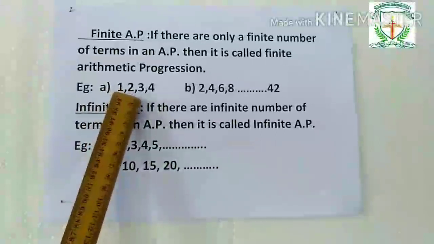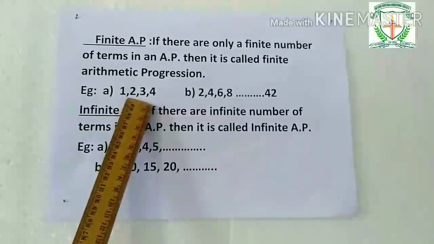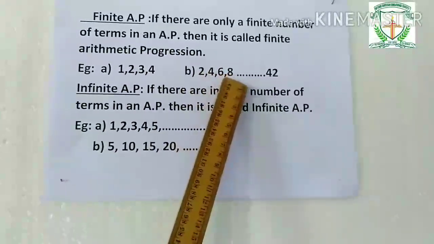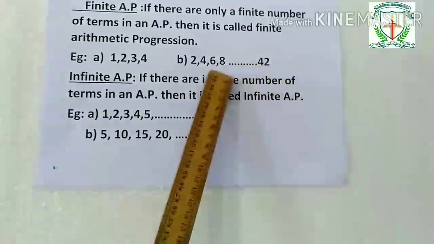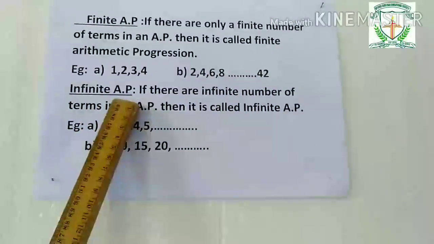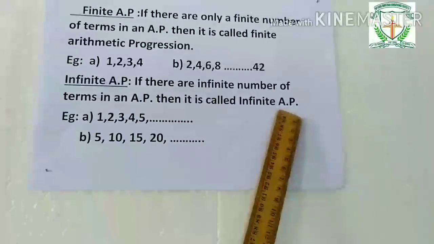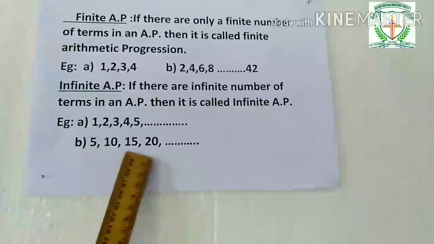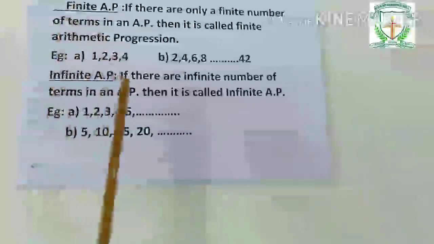Example, 1, 2, 3, 4. Here there are only 4 terms. It is not continued. Countable number of terms. So it is a finite arithmetic progression. 2, 4, 6, 8 and so on, then the last term is 42. Then it is a finite arithmetic progression because there is an end here. If there are an infinite number of terms in an AP, then it is called infinite arithmetic progression. 1, 2, 3, 4, 5 continued. 5, 10, 15, 20 continued. There is no end. So there are infinite number of terms, infinite arithmetic progression.